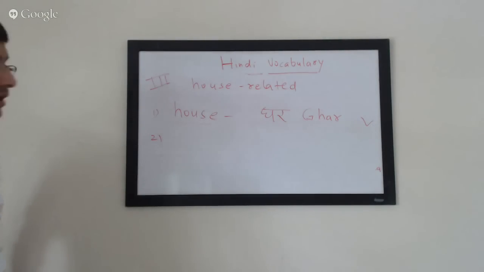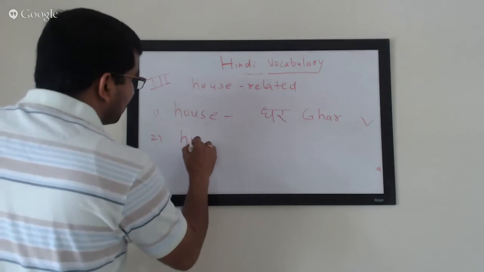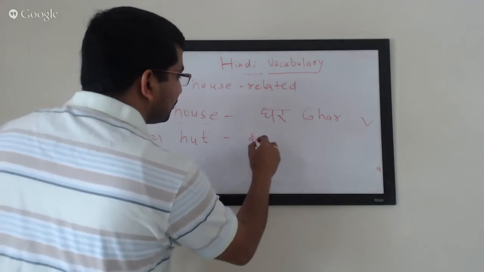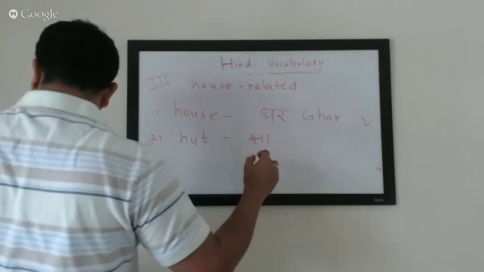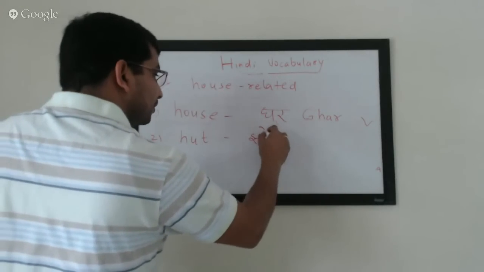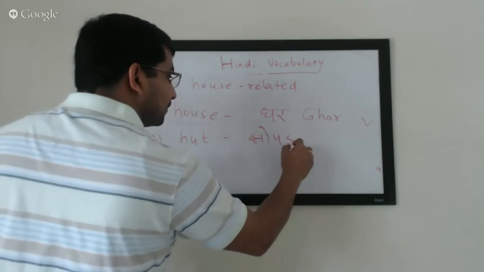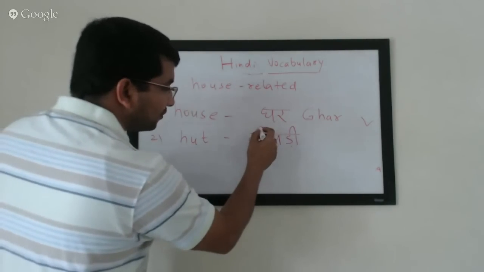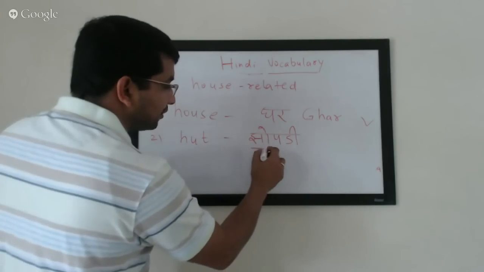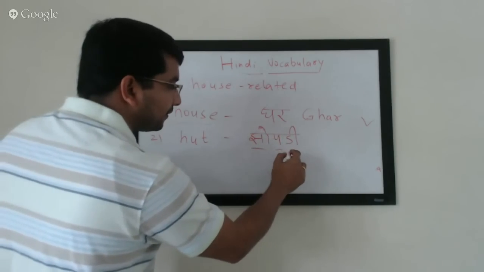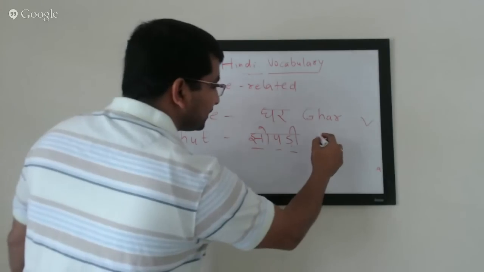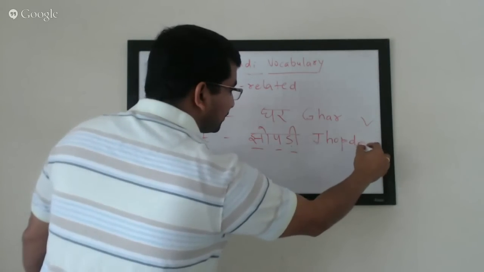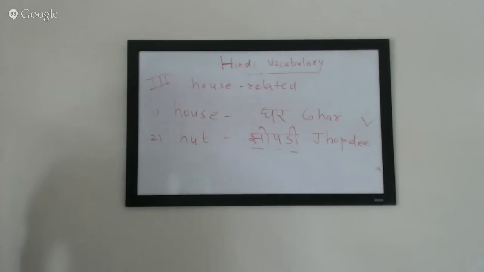Let's say there's a hut, a small hut. How do you say hut in Hindi? Hut is nothing but a jhopdi. Don't worry about it if you don't know the Devanagari script. It's J with O, A, D, and then E, jhopdi. Jhopdi is a small hut.